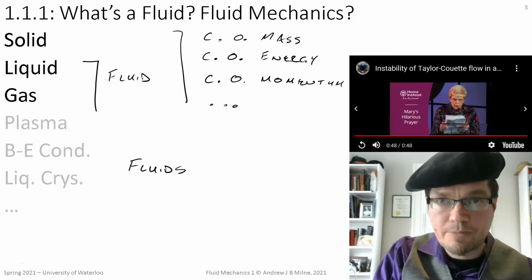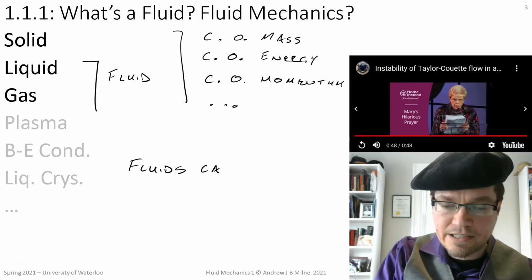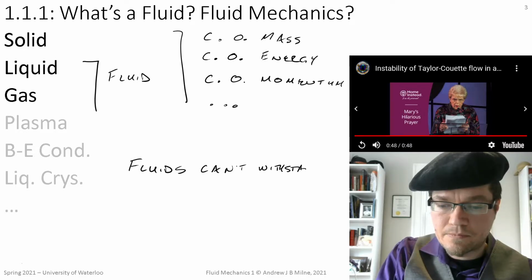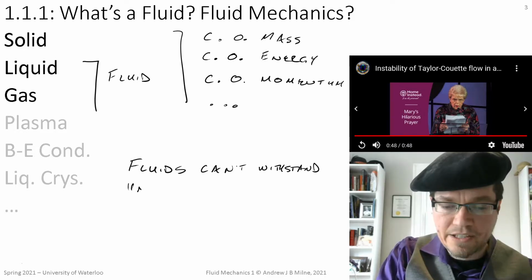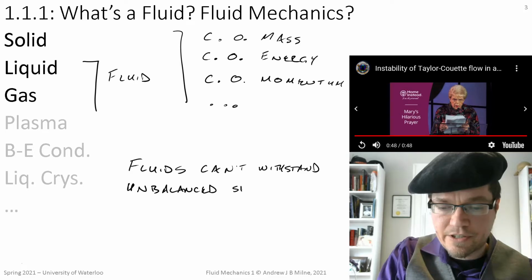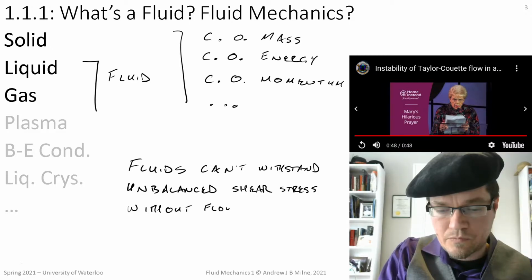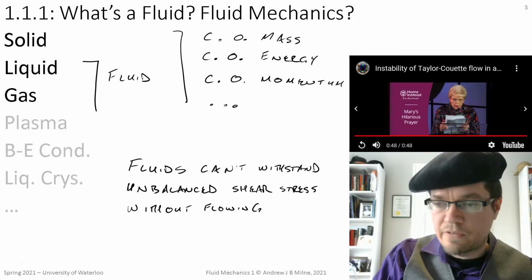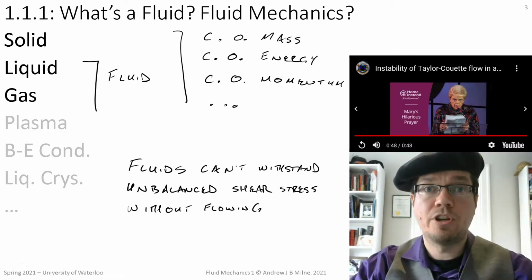are substances that can't withstand an unbalanced shear stress without flowing. If you want to think about it mathematically, they have no shear modulus.